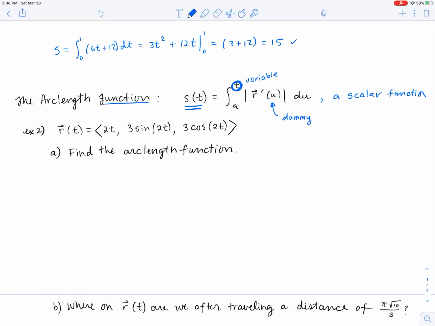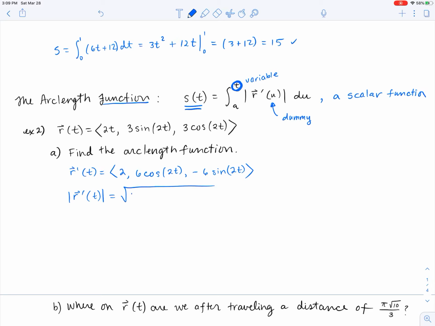So we want to find the arc length function for r of t equals 2t. Okay, so we're going to need to find the first derivative. And that's going to be 6 cosine 2t, negative 6 sine 2t. So that's our r prime. Actually, we're going to find the magnitude first.